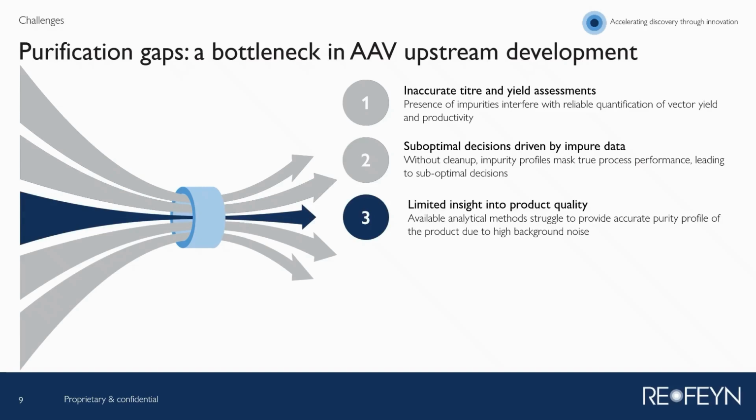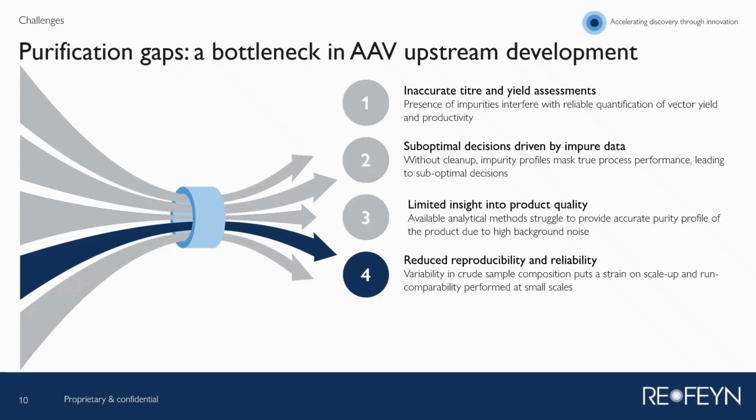Analytical methods used in this early phase of the process struggle with high background noise coming from crude matrices. This limits your ability to characterize your product purity accurately, and this becomes an obstacle mainly when you're trying to understand the accurate purity profile of your product using empty-full analysis.